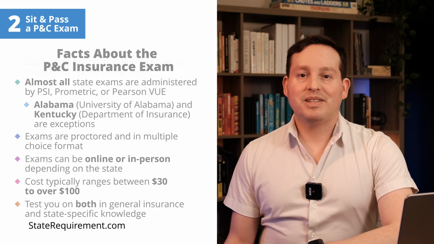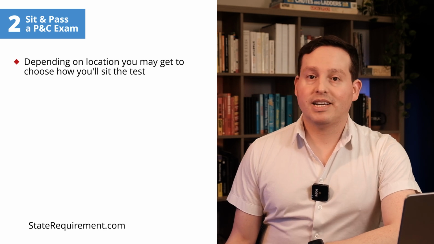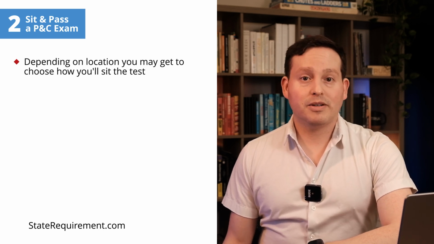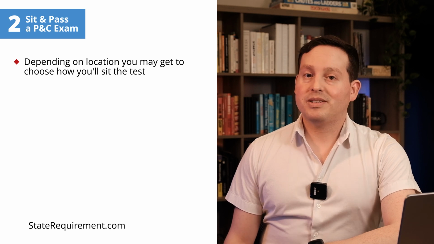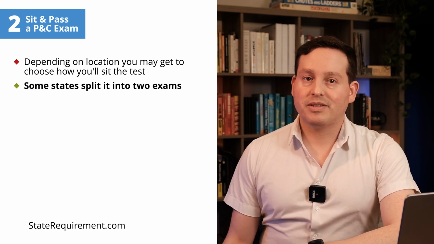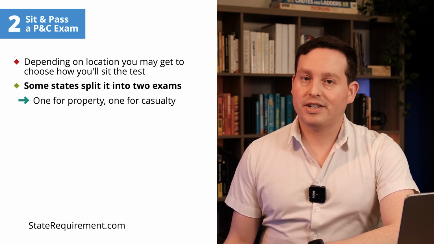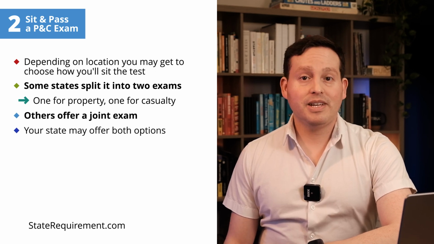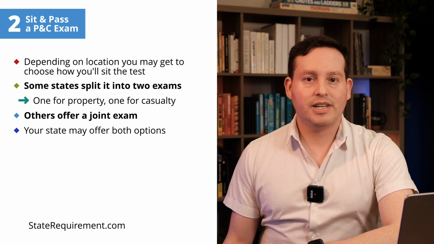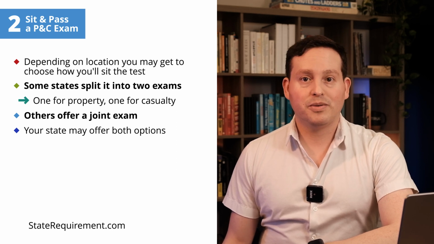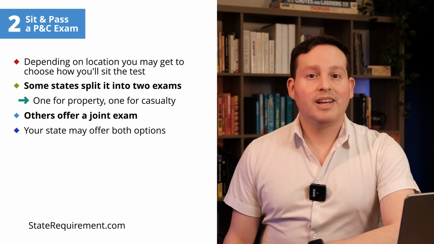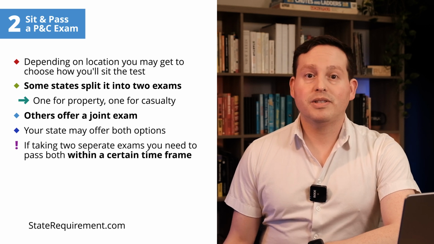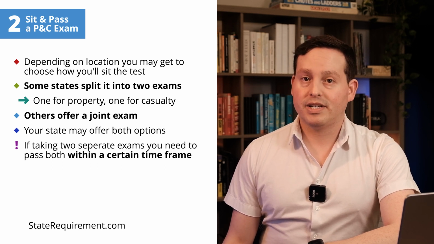Depending on where you're planning on taking the property and casualty exam, you may actually have some element of choice in how you'll sit this test. While some states will split the testing into 2 exams, with one for property insurance and another for casualty insurance, others offer a joint P&C insurance exam. Your state may even offer both of these options, in which case, you'd be able to choose which of these 2 you'd be more comfortable taking. It's important to note that if you'll be taking 2 separate exams for property and casualty, you'll need to pass each of them within a certain time frame in order to qualify.